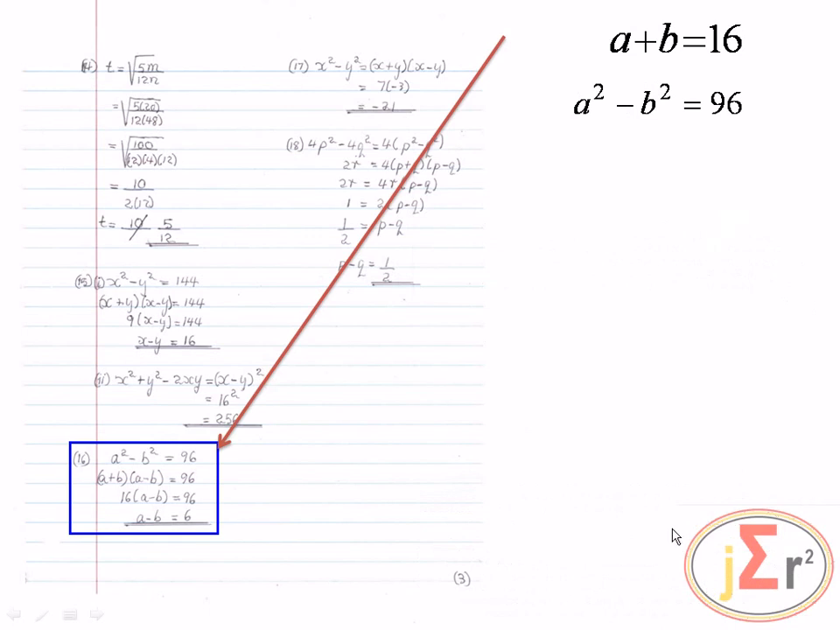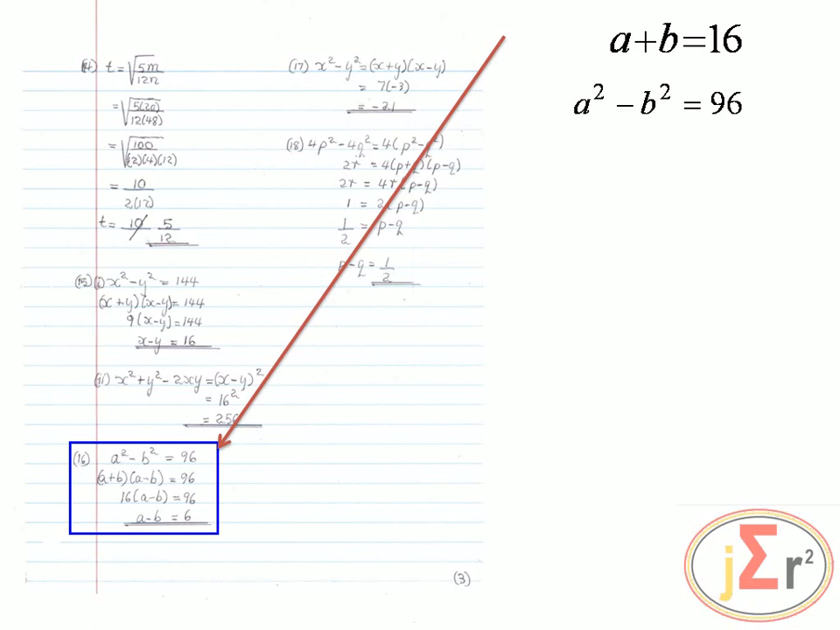Here we have another problem that is quite similar to the one that we have in the first portion of number 15. Here we have a plus b is equal to 16, and the expression that we need to substitute into is a squared minus b squared.